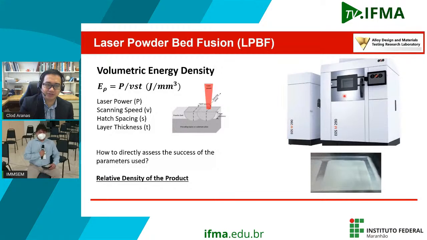This is an image of the machine itself, so you can see a laser melts the powder, and these are the examples of processing parameters.